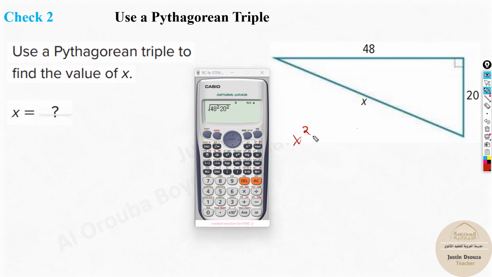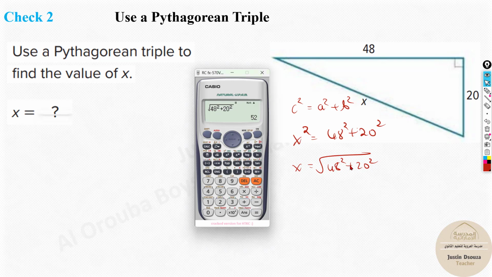X squared equals 48 squared plus 20 squared. It's better you write the formula once: c squared equals a squared plus b squared. Now all you need to do is, x will be the square root of 48 squared plus 20 squared. That would be the answer. I directly typed it in the calculator and the answer is 52.